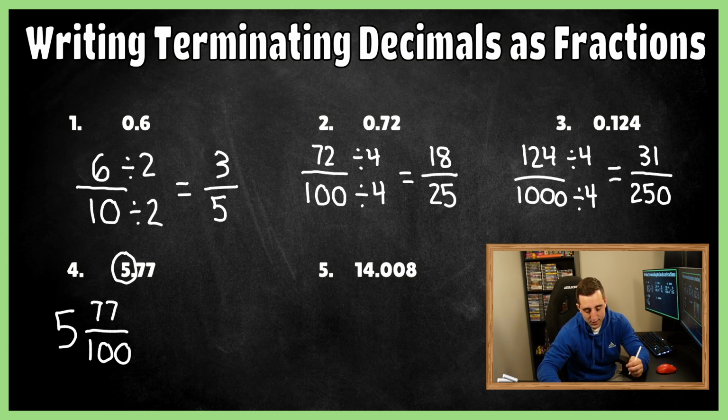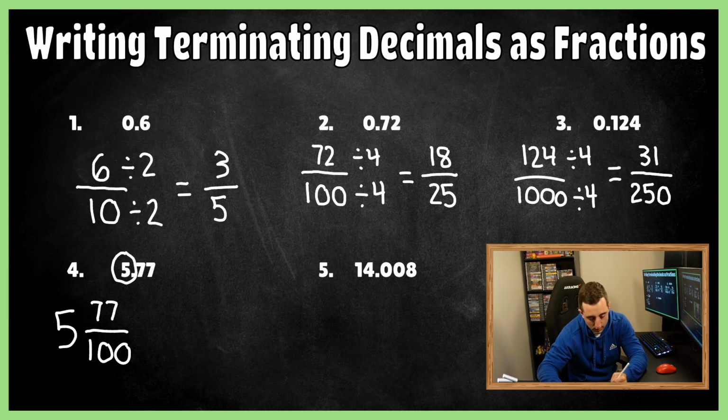And then the very last one, I see a 14 in front of the decimal point, so that needs to go in front of our fraction to make a mixed number at the very end. But then I see a few zeros in this. This does not change the process of what we're doing. This 8 goes to the thousandths place, so we want to make sure that our fraction also has 1,000 in our denominator.